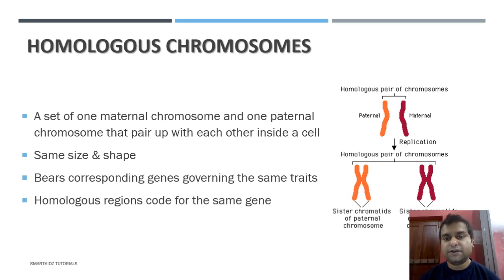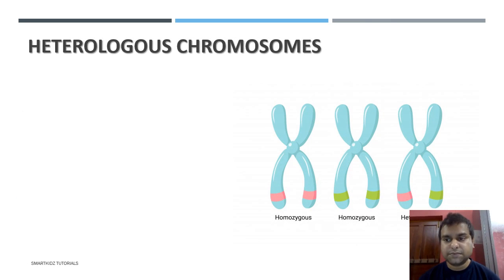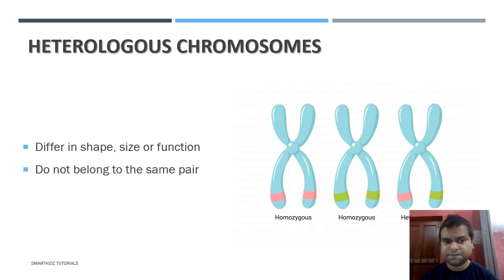Coming to heterologous chromosomes, this is the opposite of homologous chromosomes. They differ in size, shape and function. They do not belong to the same pair at all.